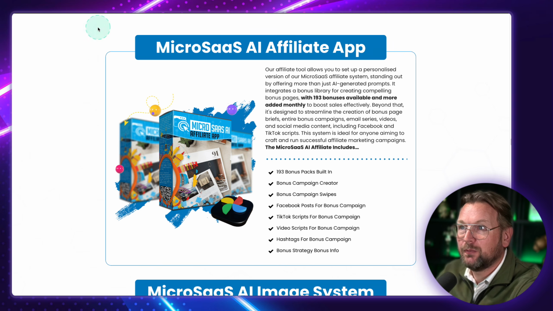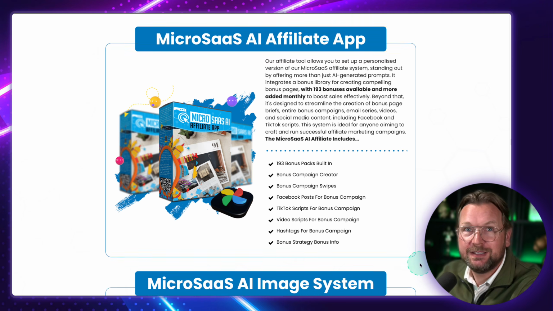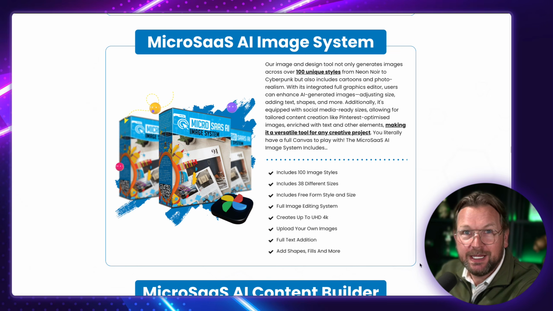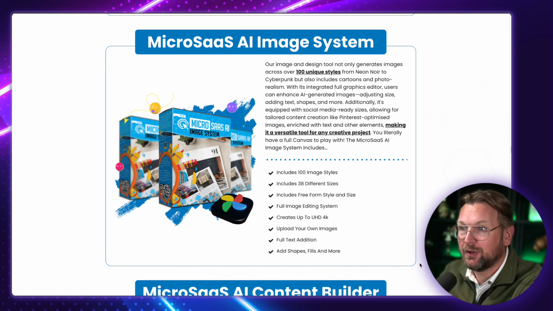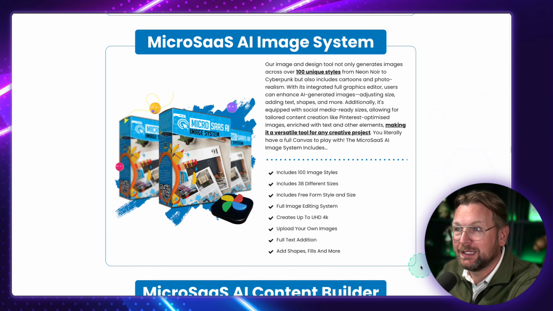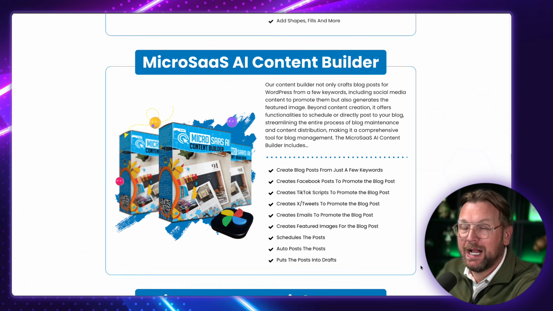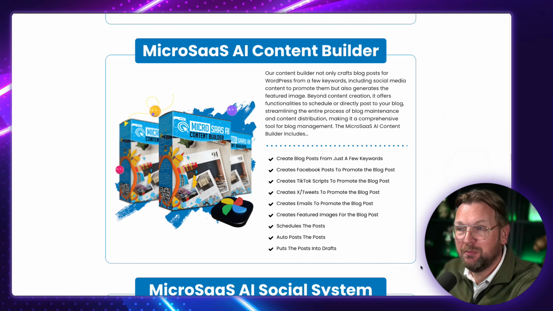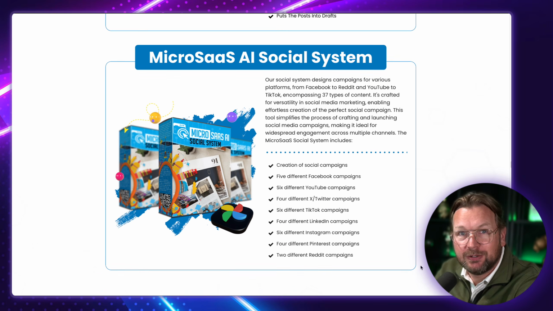So here you can see the first software. This is AI affiliate app, which allows you to create affiliate campaigns, or you can sell this so that your users can create these affiliate campaigns. The AI image system allows your users to create AI images and also modify them, put fonts on it, change it, create banners for Facebook, TikTok, etc. The next one is AI content builder to build content campaigns, and then also AI social system. These are the 4 software that you can get white label access to for a ridiculously low price.